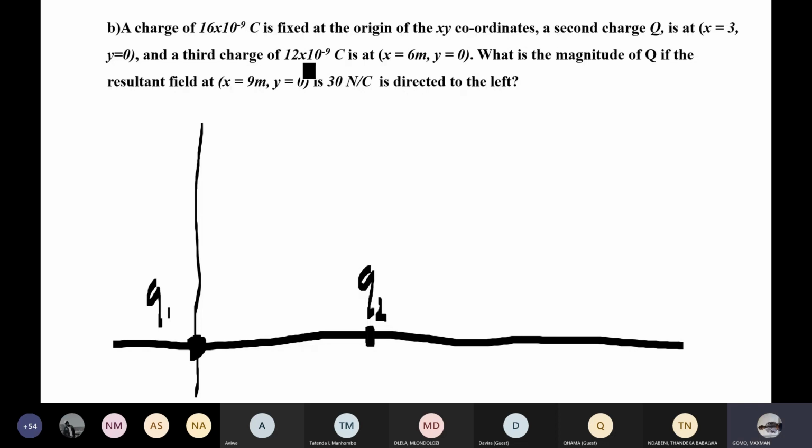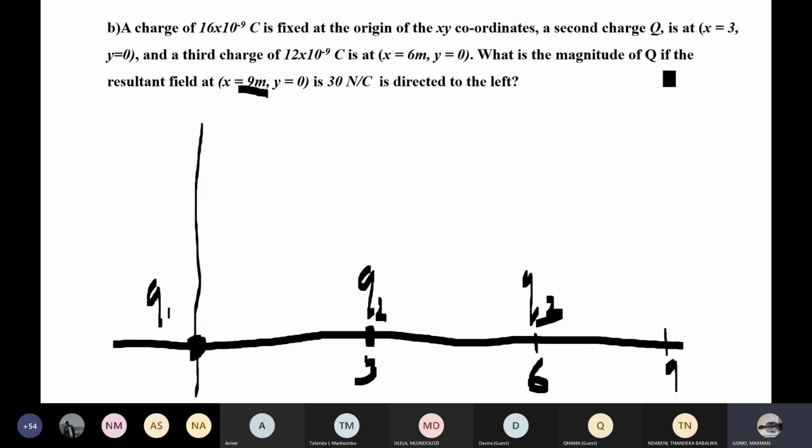And then a third charge, which is this, is at X is equal to 6 and Y is equal to 0. So you can put it here and then call it Q3 if you want. Then they are saying, what is the magnitude of Q if the resultant field at X is equal to 9? Since this one was X is equal to 3. Okay, let me put the values. Here you have got 3. Here you've got 6. So I'm assuming that 9 is somewhere here.